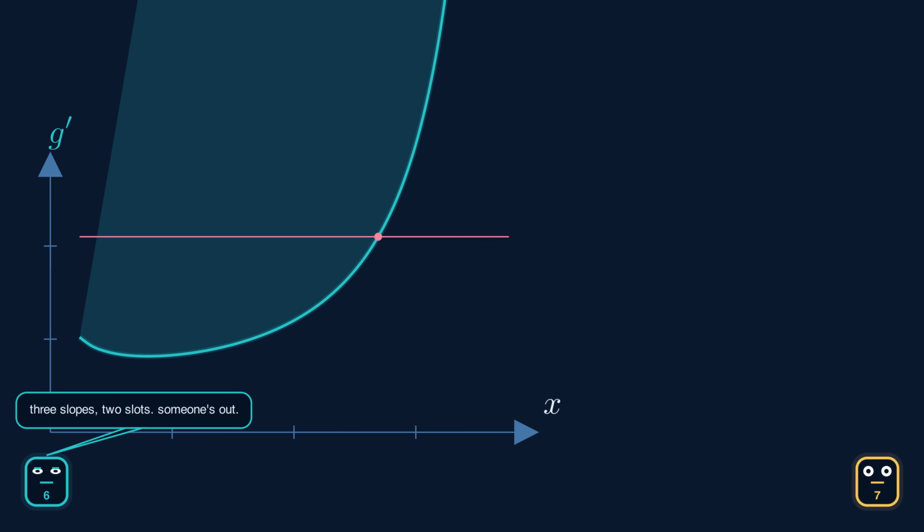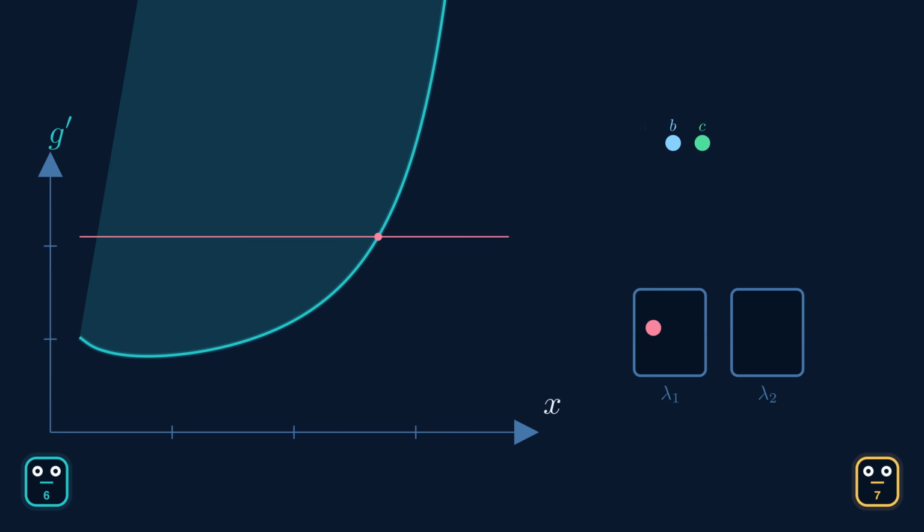But here, A, B, C all want that same slope. 3 of them, 2 slots, somebody's gotta double up. So at least 2 of them are forced equal by the pigeonhole principle. And boom, that's the whole point. 2 of them equal means the search drops from a 2D triangle down to a single line.